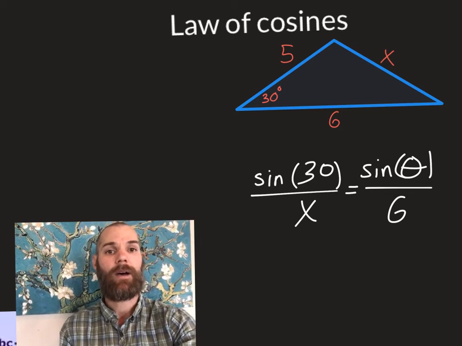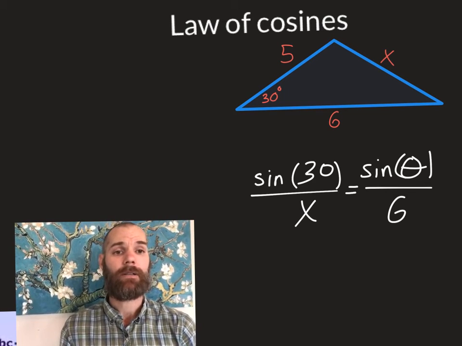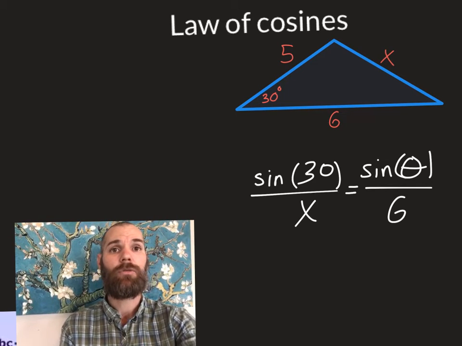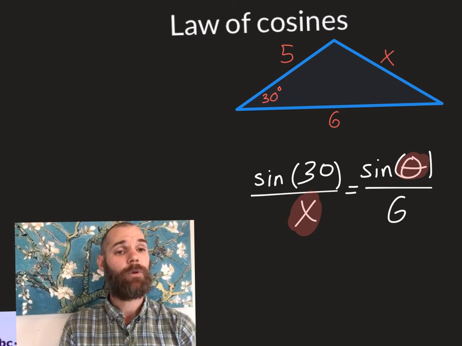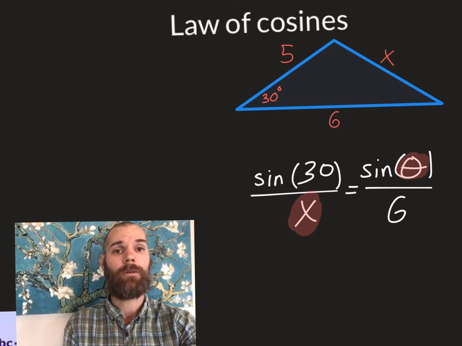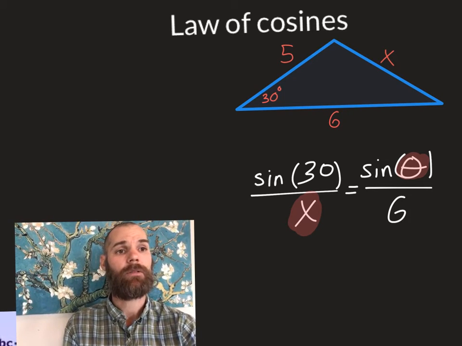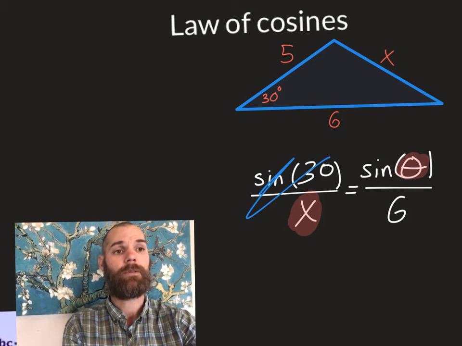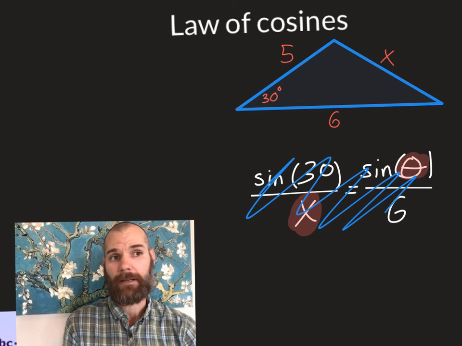But this is what happens when I don't know an angle and a side across: I have two unknowns. So my two unknowns here are x, I don't know what that is, and theta, I don't know what that is either. If you have two unknowns, you're not going to be able to solve it. Since I do not have an angle and a side across that are both known, I will not be able to solve using law of sines.